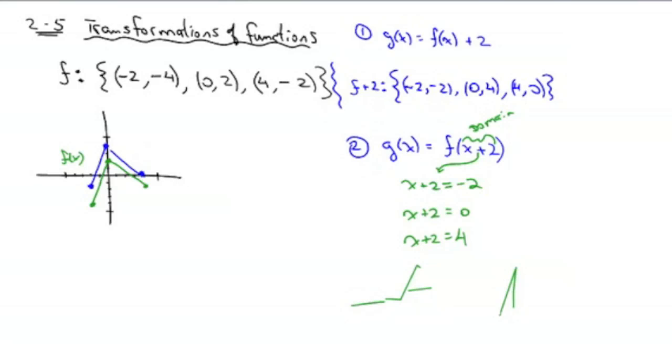You mean x plus 2 is 2? -2. I need x plus 2 to be -2. I need x plus 2 to be 0. And I need x plus 2 to be 4. So it comes back to my original domain. So you can set up a table.